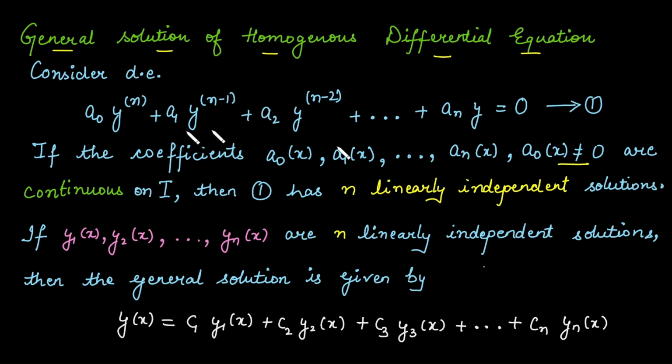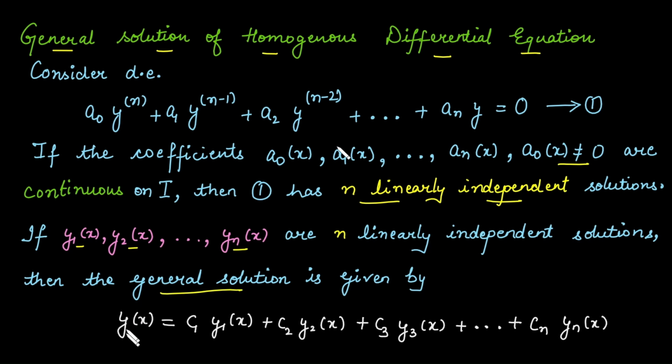Now, if it is a normal differential equation, then this differential equation has n linearly independent solutions. Moreover, suppose these n linearly independent solutions are y1, y2 up to yn. In this case, the general solution is written in this format.